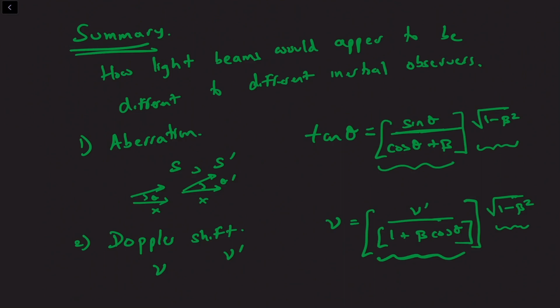This leads to one very dramatic consequence, that we expect a transverse Doppler shift. That is, even when the source is moving perpendicular to the direction between the source and the detector, you still see a Doppler shift. And in that case, the light appears to be redshifted. In fact, the transverse Doppler shift can be understood very simply.